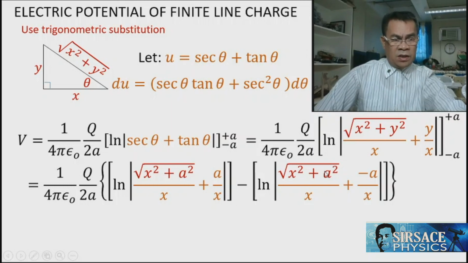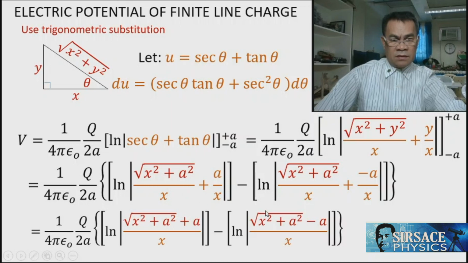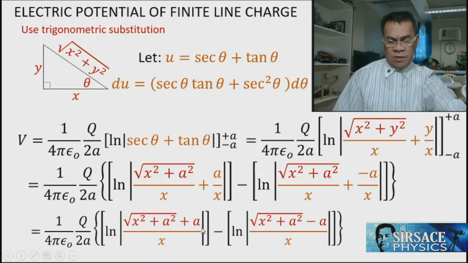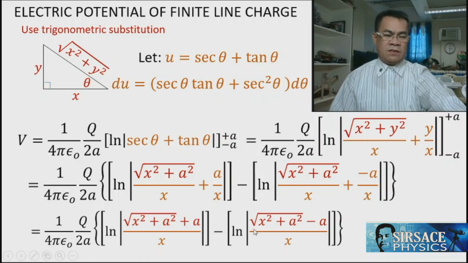Instead of y, take note that we will replace it with negative a. But squaring negative a becomes a positive a squared, so it is the same: square root of x squared plus a squared. Then minus y, and this time it is negative. So look at the result. We have the common denominator x, so this will be simplified. Then minus, common denominator again, so therefore we have this one.